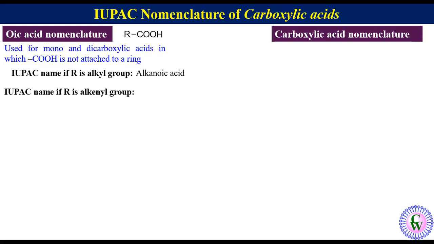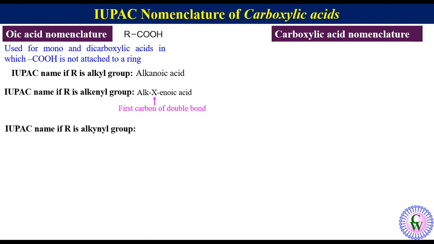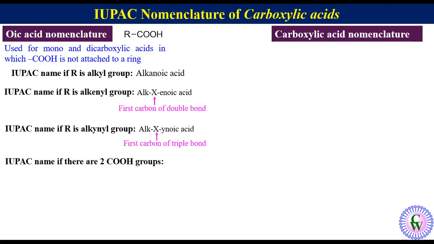If R is an alkenic group, then it is named as alk X enoic acid, where X is the position of first carbon of double bond. If R is alkynic group, then it is named as alk X ynoic acid, where X is the position of first carbon of triple bond. If there are two carboxylic acid groups, then depending upon the nature of R group, they are named as alkane dioic acid, alkene dioic acid, and alkyne dioic acid.